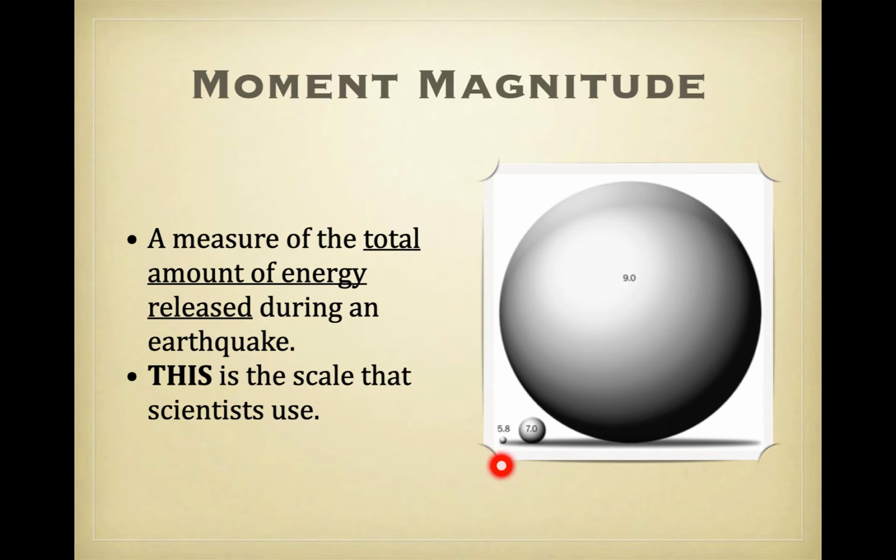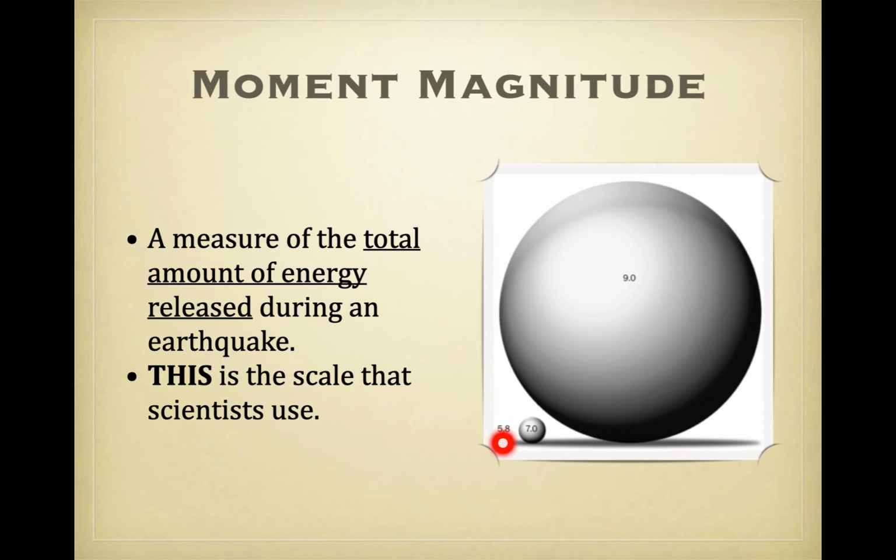And so down here you can see a 5.8. That's what a 5.8 looks like if we compare this sphere to an amount of energy released. This is a 7, just 1.2 up, and this is 2 up from that, 7 to 9. Huge. And remember, these are spheres, so they're three-dimensional. It's not just a circle, which means they're way bigger. So the amount of energy released from a 7 to a 9 is insane.